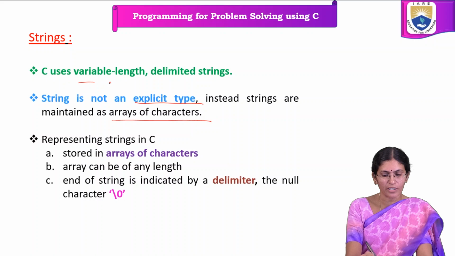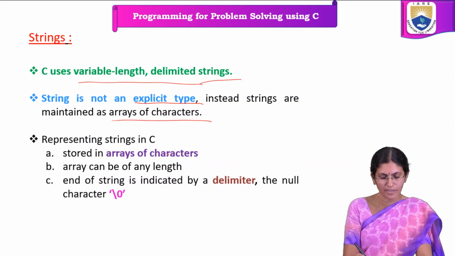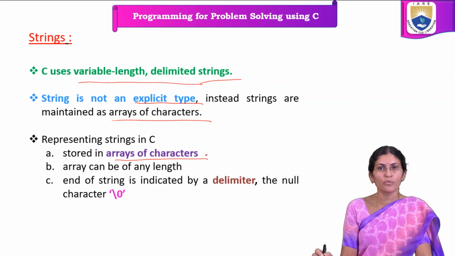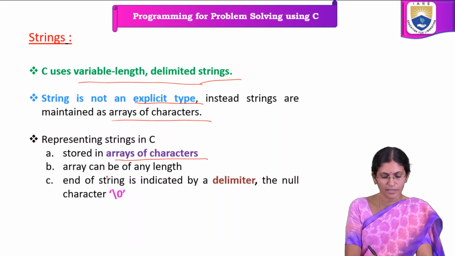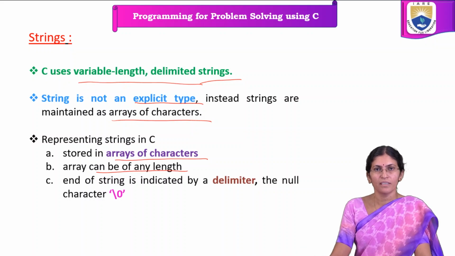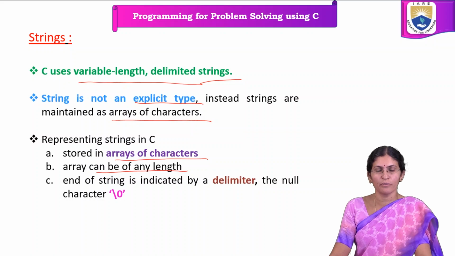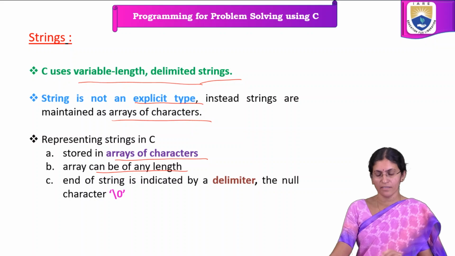C uses variable length delimited strings. So we represent the strings as an array of characters. These are stored as an array of characters and the array can be of any length. End of the string is indicated by a null character. That means at the end of the string, we place a null character to indicate that it is a string. The character array is a string.